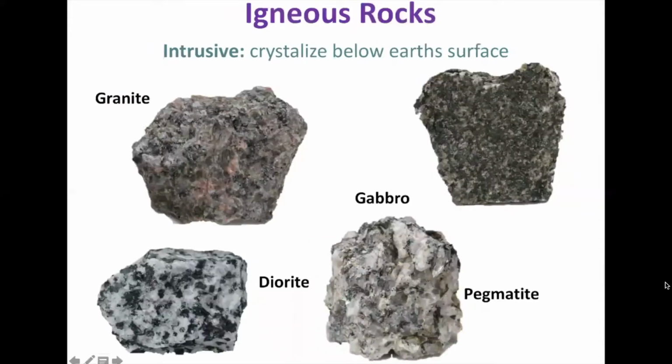The second type of rock that we'll be discussing is called igneous rock. Igneous rock is formed through the cooling and solidification of magma or lava. The first type of igneous rock that we're going to be discussing is intrusive igneous rock. Intrusive igneous rocks crystallize below the Earth's surface. Most intrusive igneous rocks have large, well-formed crystals in them. Intrusive igneous rocks include granite, diorite, gabbro, and pegmatite.